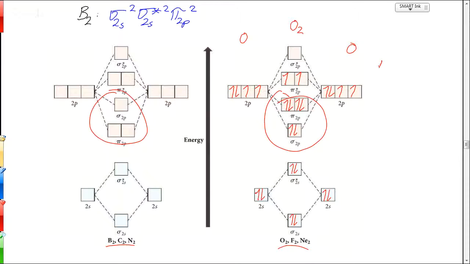Our bond order then, we've got, let's see, 2, 4, 6, 8 bonding electrons, and 2, 4 antibonding electrons. So our bond order is 2, which is the same result we get from the valence bond theory, or the localized electron model, that we're going to have a double bond between the oxygen atoms. That's what that bond order of 2 really tells us.